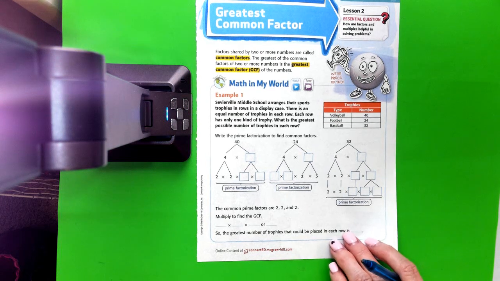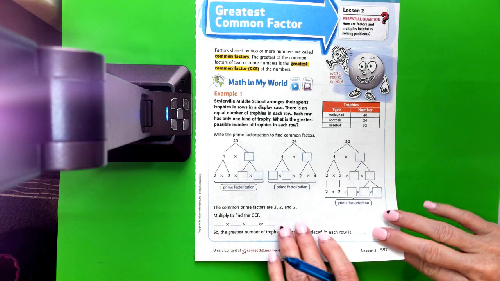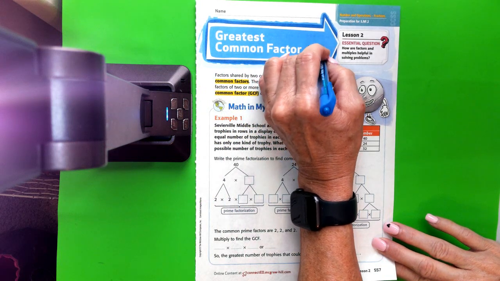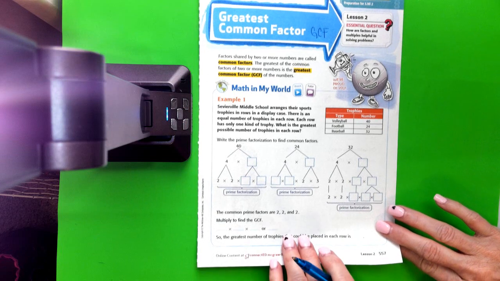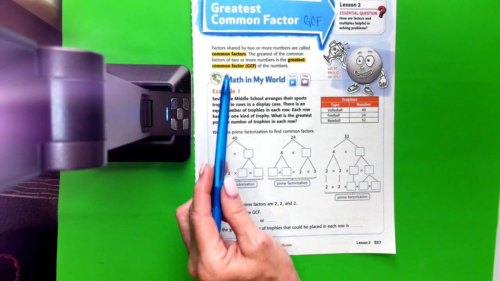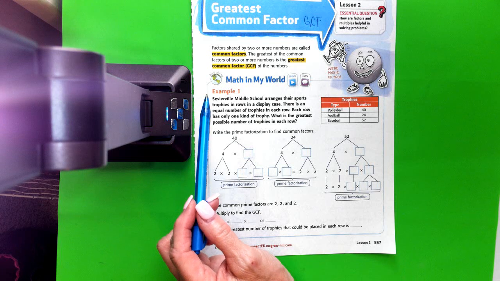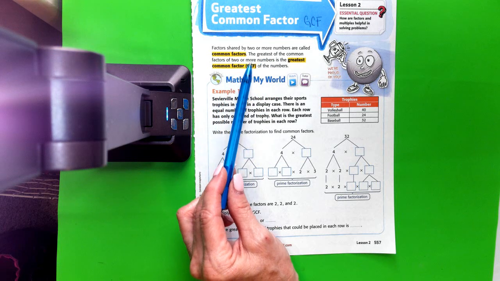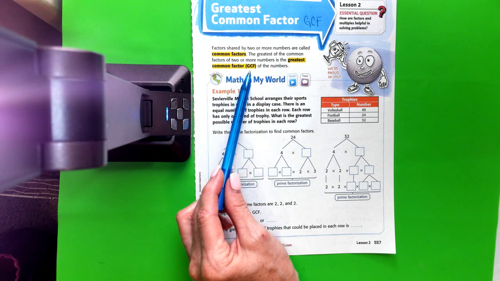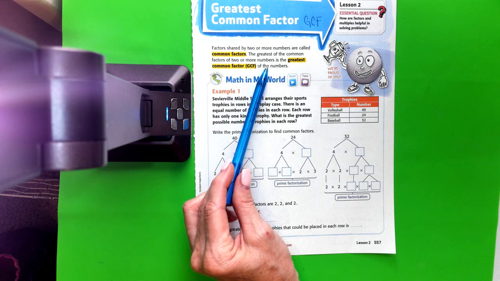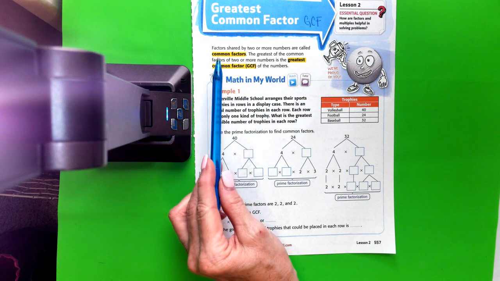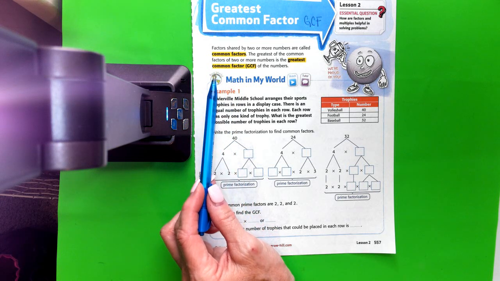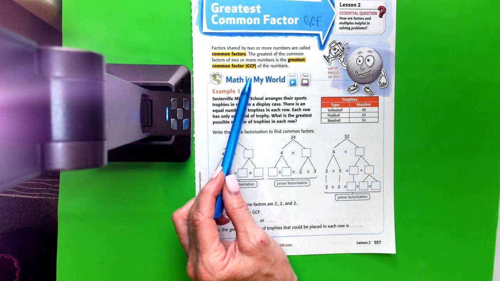Okay, Chapter 8, Lesson 2, the greatest common factor, or, as your book likes to say, GCF. So let's start. It says factors shared by two or more numbers are called common factors. The greatest of the common factors of two or more numbers is the greatest common factor of the numbers. So common factors are factors that two or more numbers have in common, and the largest one is called the greatest common factor, or GCF.